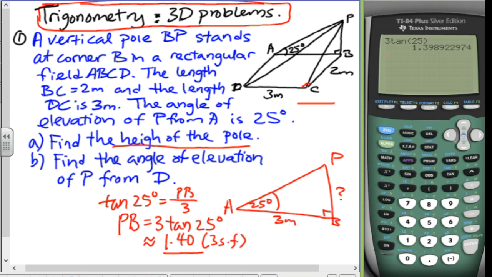All right, so question B: find the angle of elevation of P from D. What we're talking about is this, the angle of elevation of P from D. So this is the angle that I want, this one in red. In order to get this, the first thing to do is to find the length DB.